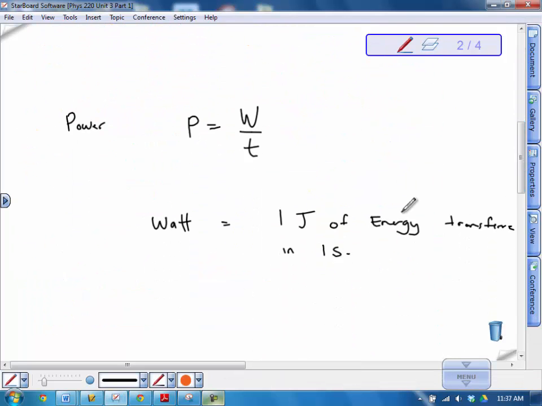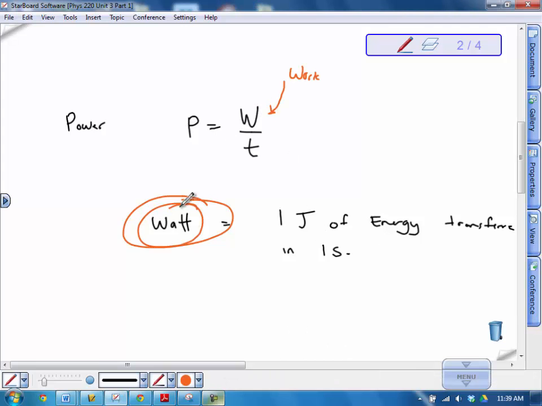Next equation I'm going to give you is the power equation, which is on your formula sheet. Power is the amount of work you do in some time interval. It's a joule per second, which we're going to call a watt. So a watt is a joule per second. It's how much work you do in a certain amount of time. Okay? So here's the power equation.